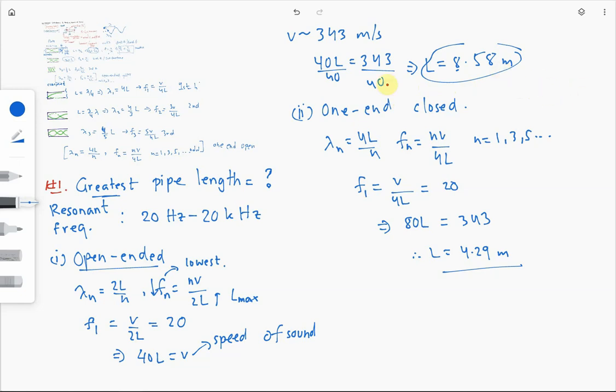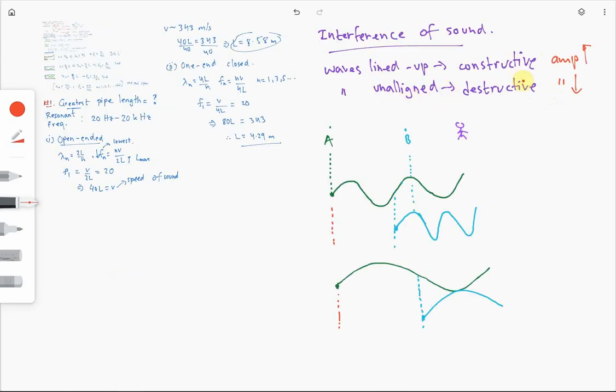Okay? In the lined up case, we have the amplification of the wave, and in the unaligned case, the result is a diminished wave.